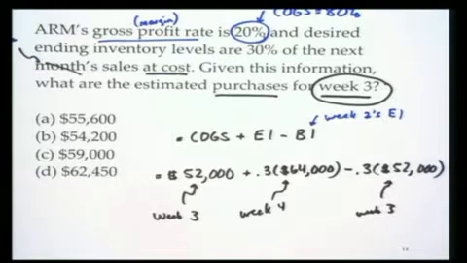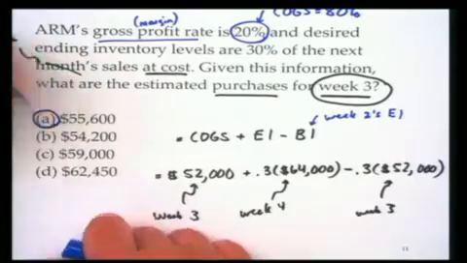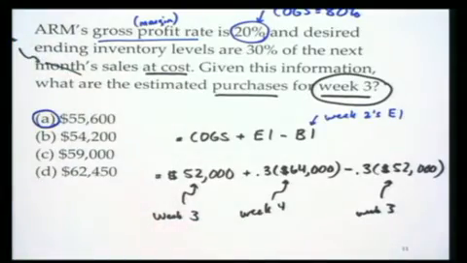Either way, if I was to punch these all in, 52,000 plus 30% of 64,000 minus 30% of 52,000, right? We should get 55,600, or trusty answer A. Okay? So again, tricky part of that question was what? Having cash and credit, ignore that, just throw them all together, and then go ahead and turn it into cost of goods sold and do what we did there.